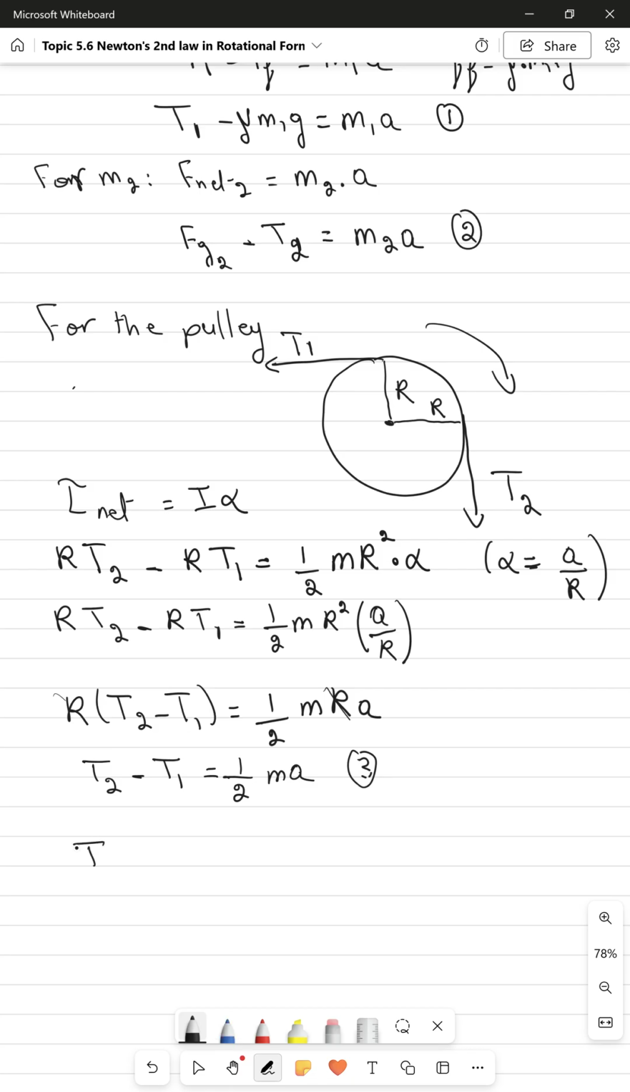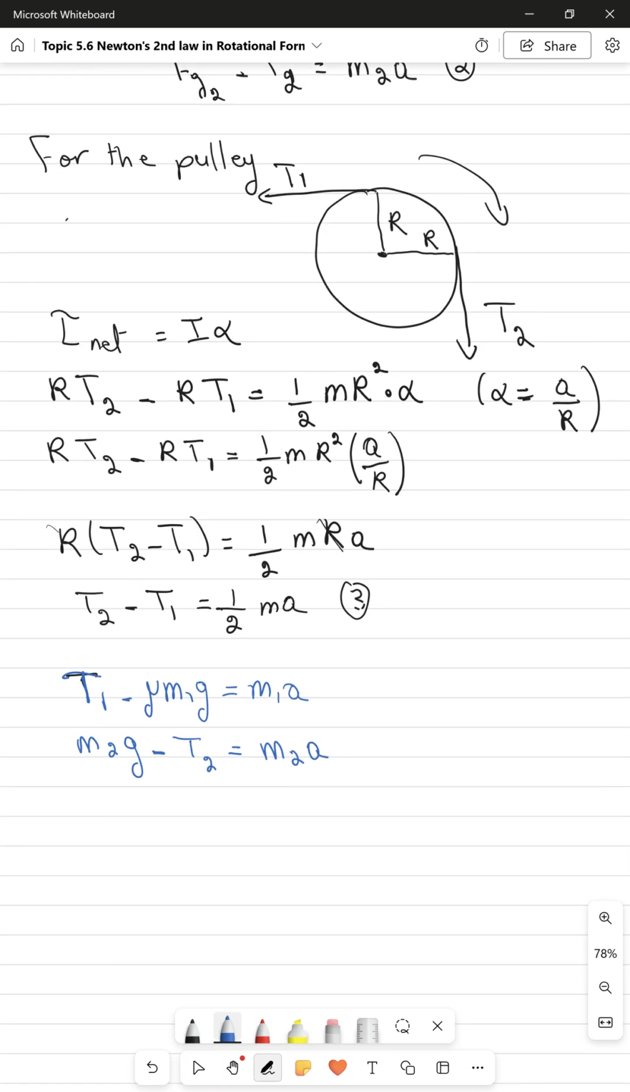T1 minus mu M1 G is equal to M1 times A. The second equation is FG2 or M2 G minus T2 is equal to M2 times A. And the third equation is T2 minus T1 is equal to half MA. So those are equations 1, 2, and 3.